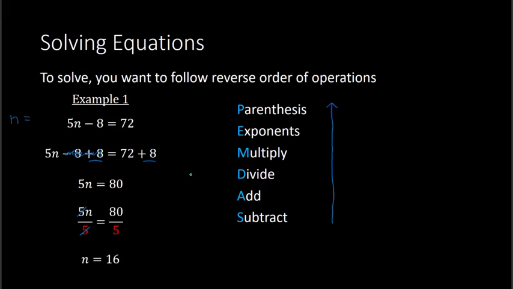I can always double check by plugging the 16, or the number, back in place of my variable. So instead of 5 times n minus 8, I have 5 times 16 minus 8 equals 72. Is this a true statement? Well, 5 times 16 is 80, and 80 minus 8 would indeed equal 72. So my solution of 16 is correct.